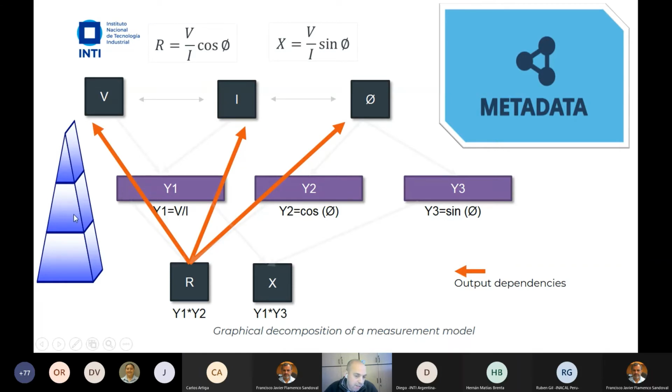This pyramid on the left side is just to remind me to tell you, recall one of the concepts we were talking about before, traceability. This way of working lets us have the whole traceability chain explicitly written in a digital file. Maybe the output here, the resistance and the reactance, could pass to another laboratory, and they will become the input quantities to a new calculation, and become intermediate variables, and so on. So this concept could be passed to different laboratories.